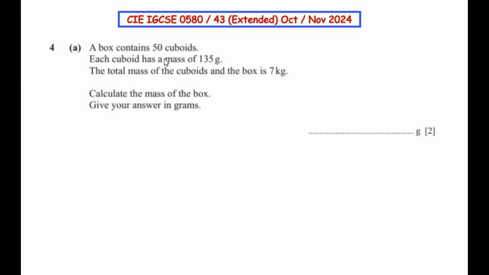A box contains 50 cuboids. Each cuboid has a mass of 135 grams. The total mass of the cuboids and the box is 7 kilograms. Calculate the mass of the box and give your answer in grams.